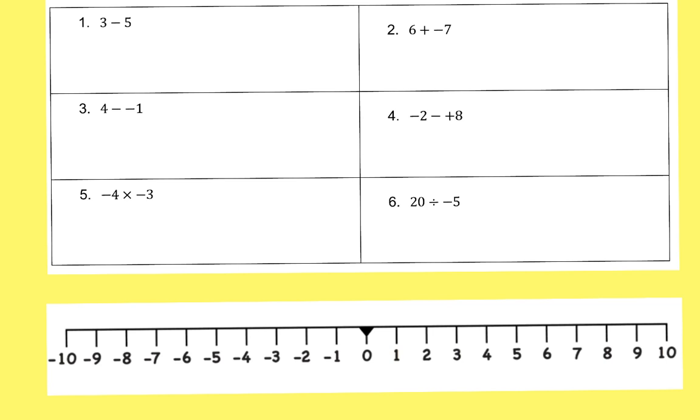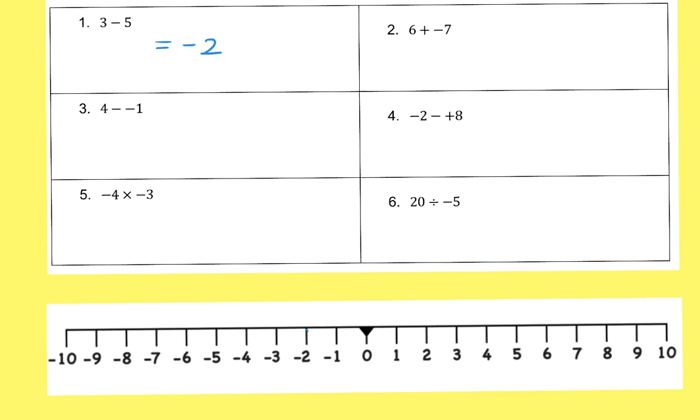So first question, 3 minus 5. I'm going to do this by starting on the number line at number 3 and moving to the left, minusing 5 spaces. And I end up with -2. You can always use a number line.